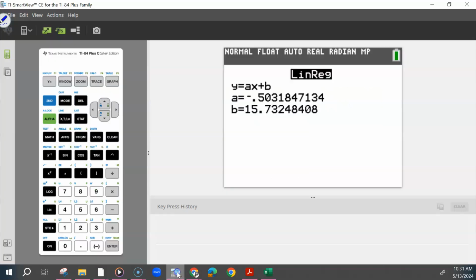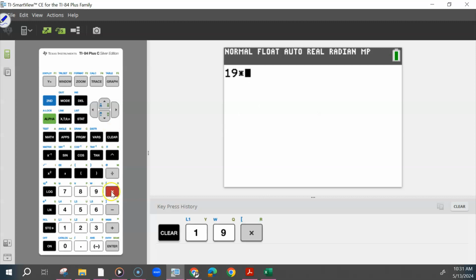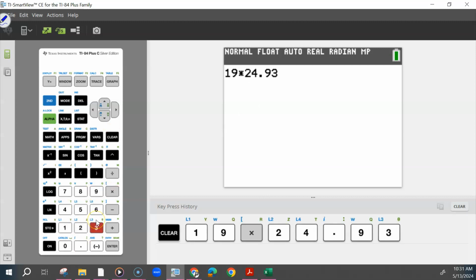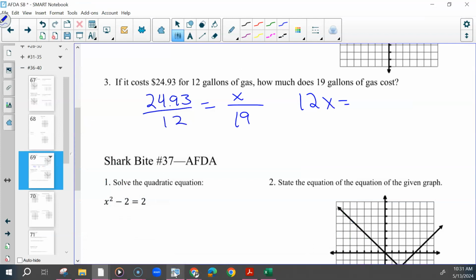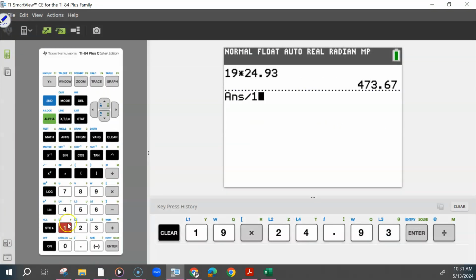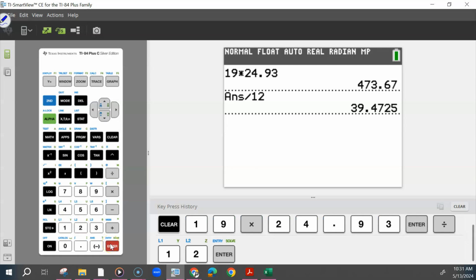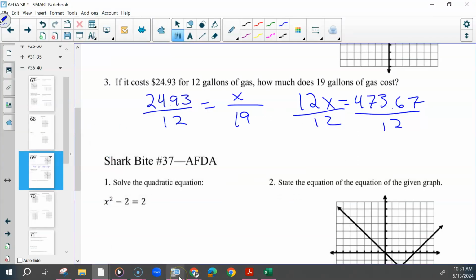So whatever number that is, I think that's 24.93 times 19, which is 473.67. And then divide both sides by 12. So 39.47. And that would be in dollars.